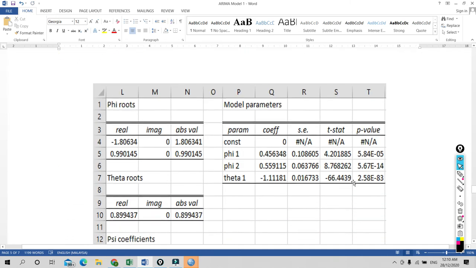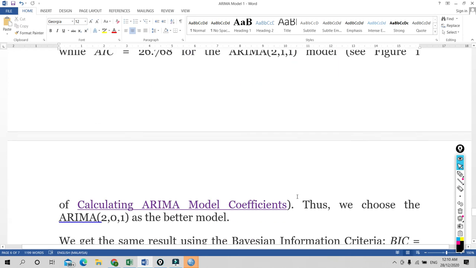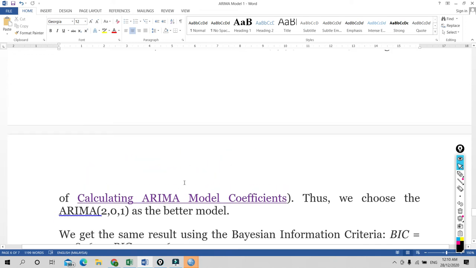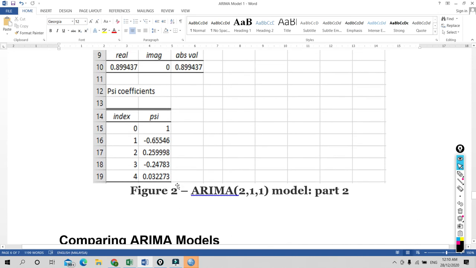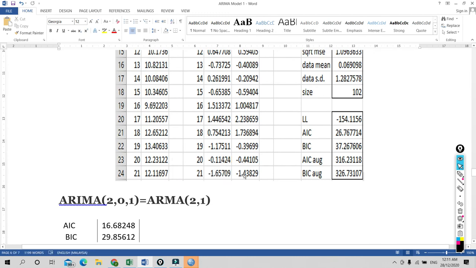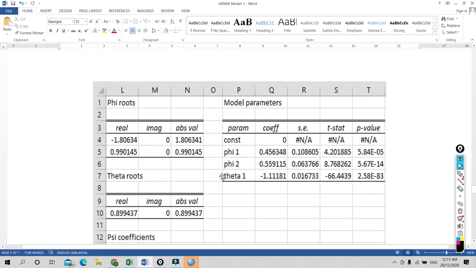That's why for this case, we can say that we choose ARIMA 201, as the AIC and BIC for this ARIMA 201 is smaller than ARIMA 211. So we select ARIMA 201 based on the value here, the AIC and BIC. So the final model is ARIMA 201.